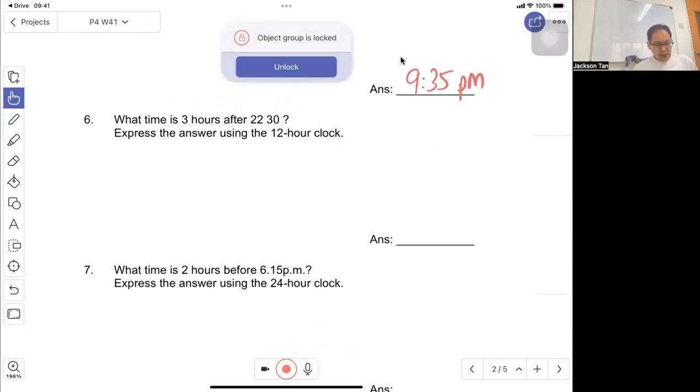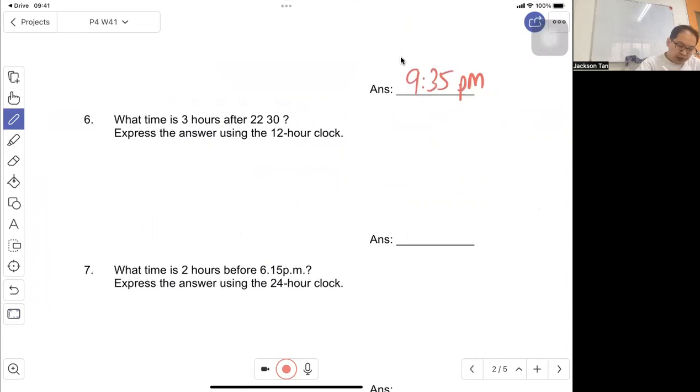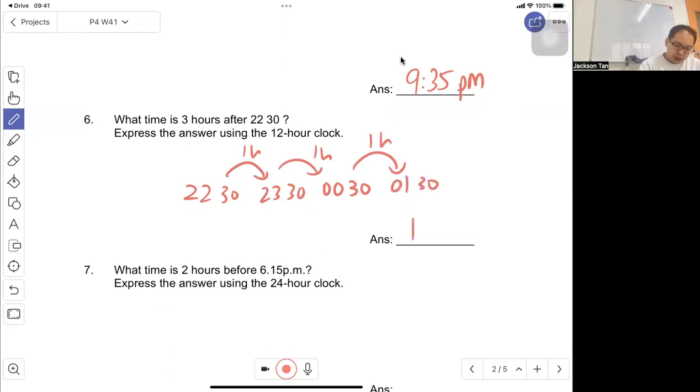Question 6. What time is 3 hours after 22:30? So 22:30, at 1 hour will be 23:30. At 1 hour will be 00. There's no 24:30. 24 becomes 00. So at 1 hour 01:30. So that is 1:30 a.m.